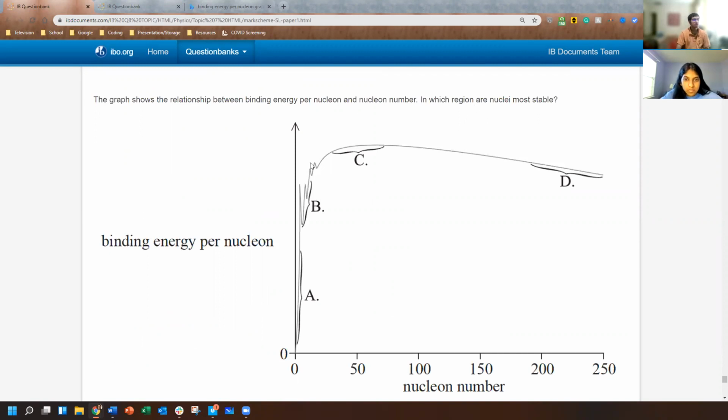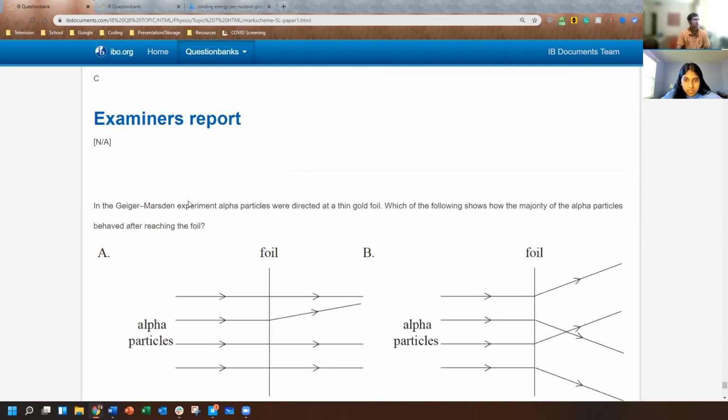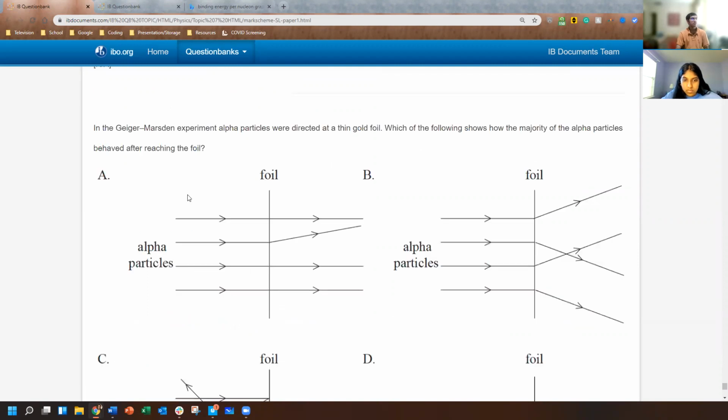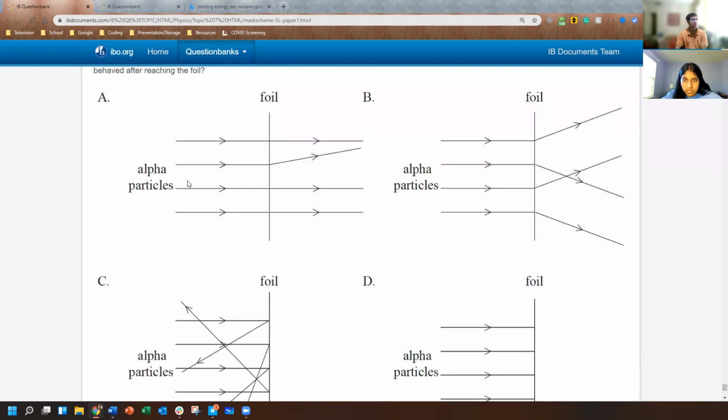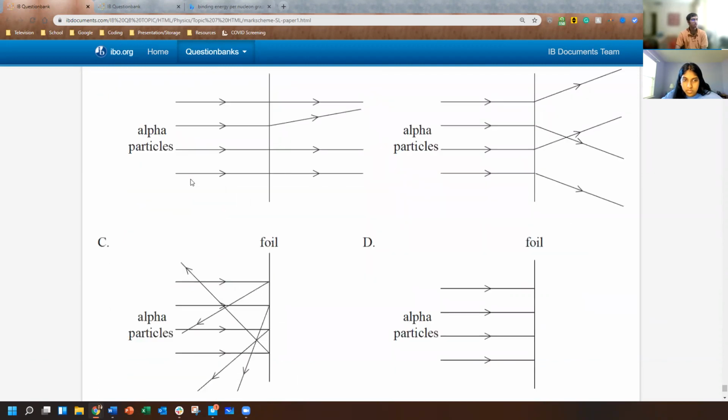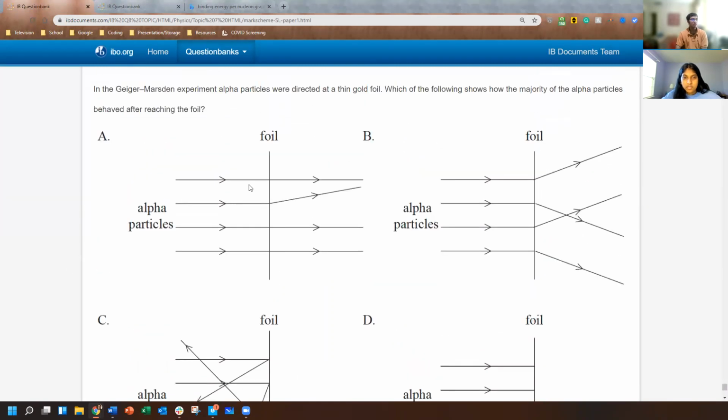In which region are nuclei most stable? That's C. You know that. Okay. Diagram. Oh, this might be a good one. The majority of the alpha particles after reaching the foil... C and D are not right. Yeah, C is way too crazy. Probably A. A. Yeah, I think A.